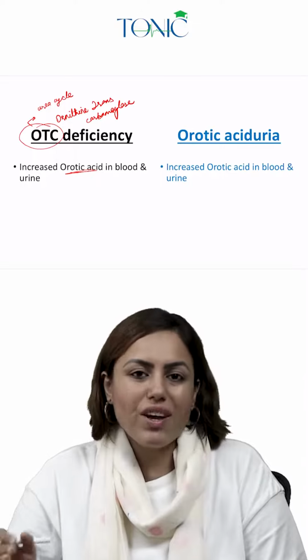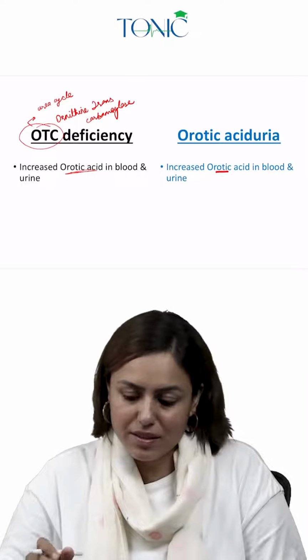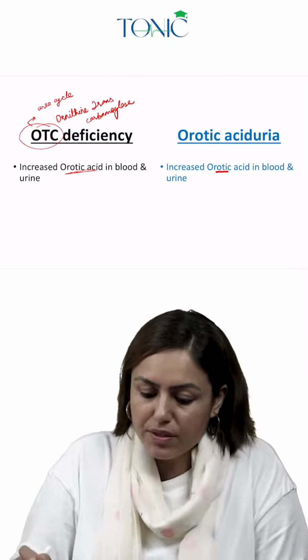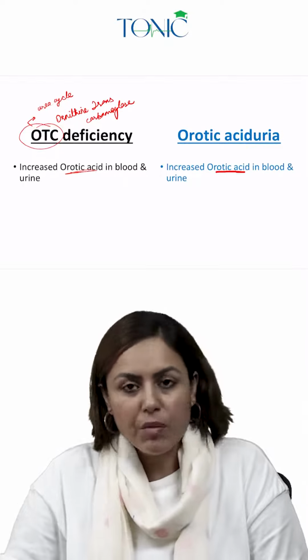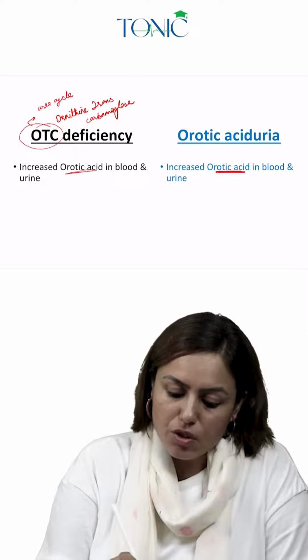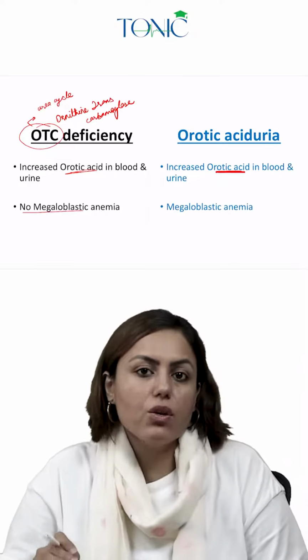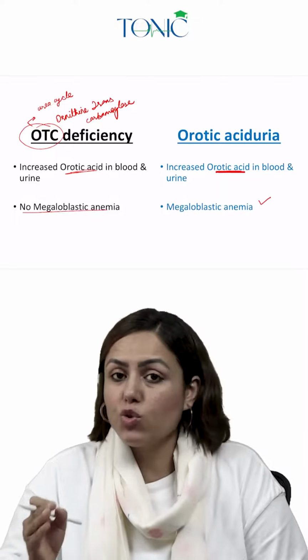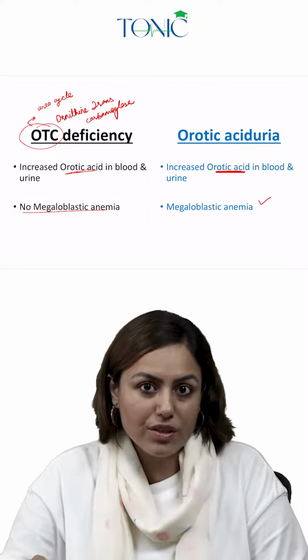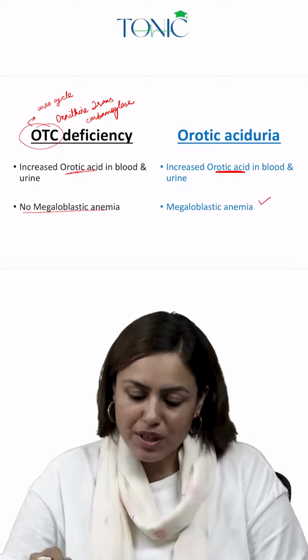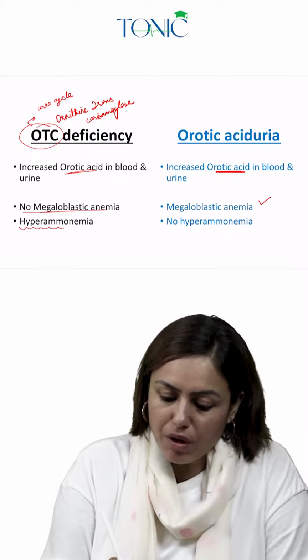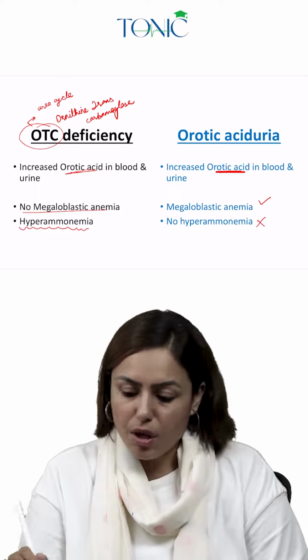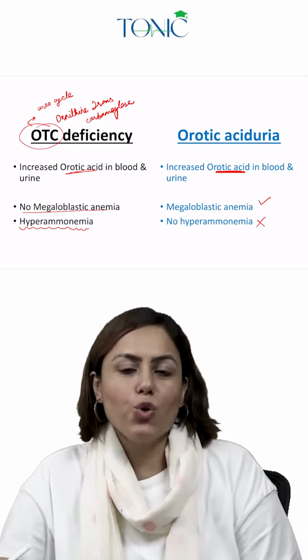And orotic aciduria is a defect in pyrimidine synthesis. In both of them, orotic acid is increased in blood and urine, but the difference is that there's no megaloblastic anemia in OTC deficiency, but megaloblastic anemia occurs in case of pyrimidine defect, that is orotic aciduria. And one more difference: hyperammonemia occurs in OTC deficiency but no hyperammonemia in orotic aciduria.